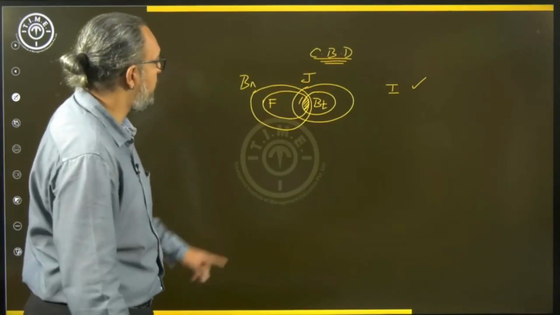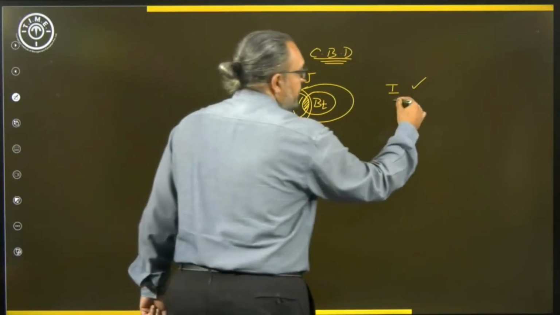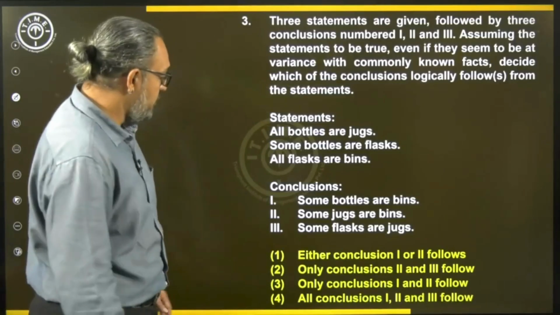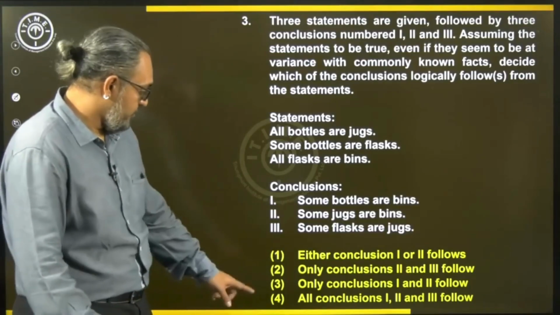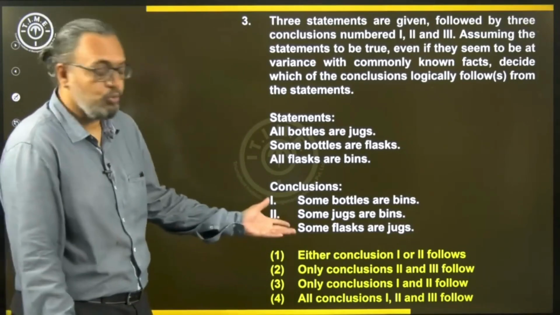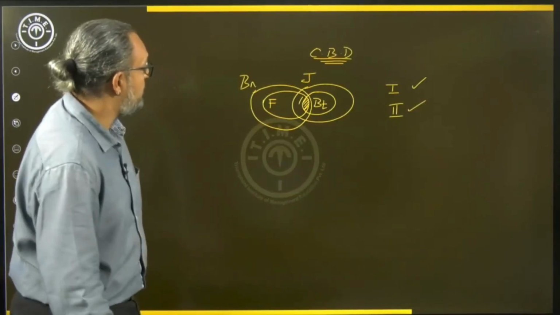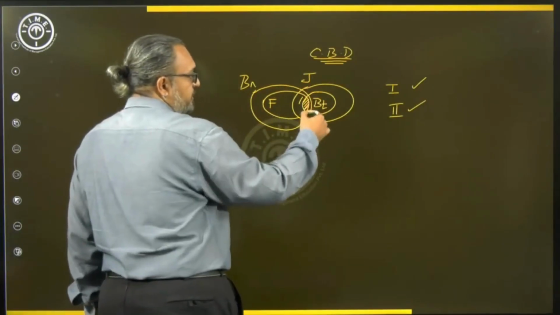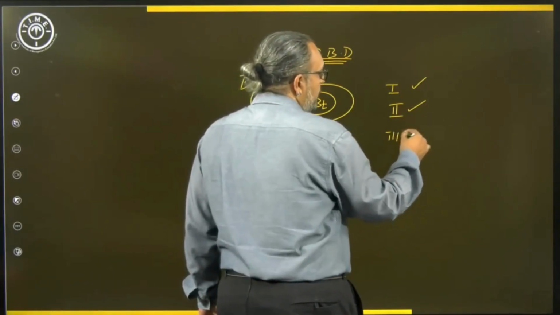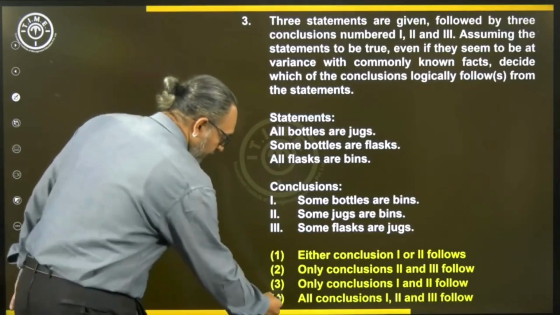Correct? Then next we have is some jugs are bins. So tell me, are some jugs bins here? Yes. See, the J circle and the BN circle are also overlapping. So conclusion 2 also follows. Right? So both 1 and 2 follow. So here option 3 and option 4 are still available for me. Correct? So I'll have to check the third one as well. What is the third one? Some flasks are jugs. Tell me, are some flasks jugs? Yes. See, the F circle and the J circle are also overlapping. So all the 3 conclusions follow is what we need to answer, and that is available in choice 4.